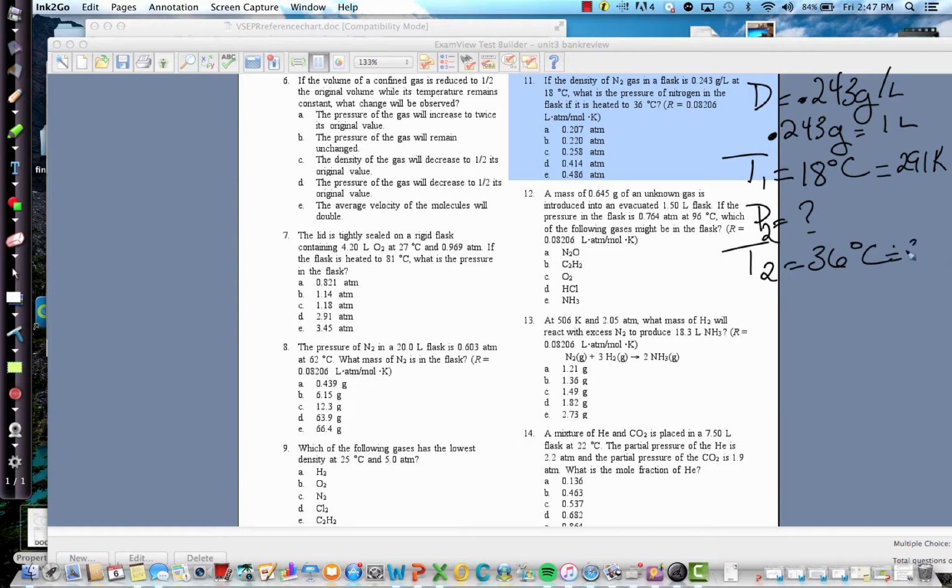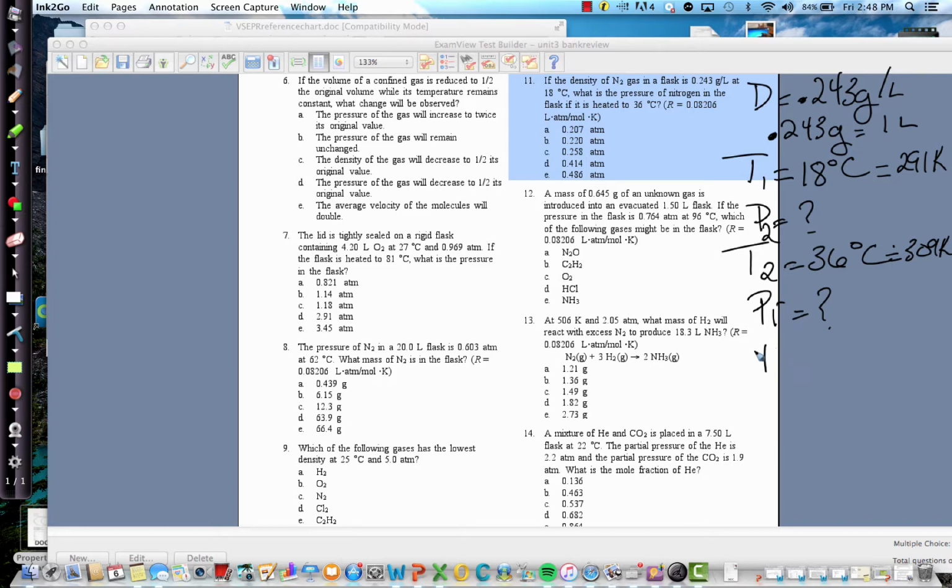Okay, so we have 309 for the second temperature. Now I'm looking for a new pressure. Unfortunately, I don't know what the original pressure is, so I can't just use the combined gas law. If I want to find the new pressure, I need to find out what the original pressure was. Since I don't have it, I can't just plug it into the combined gas law.